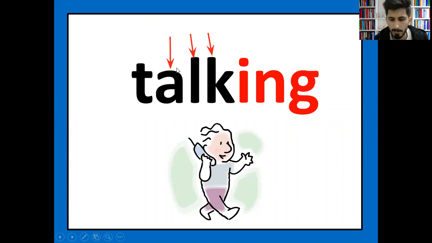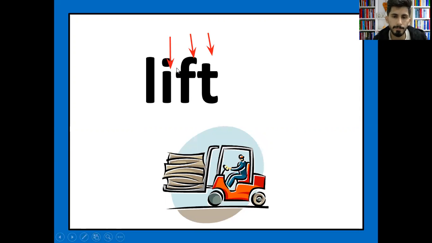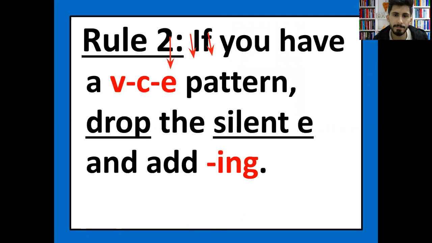For example, look, one vowel left, the same, followed by two consonants. Then we add only ing, the same as ed. Let me clear this drawing. Then we've got rule number 2. If you have a VCE, meaning vowel, consonant plus E pattern, drop the silent E and add ing.